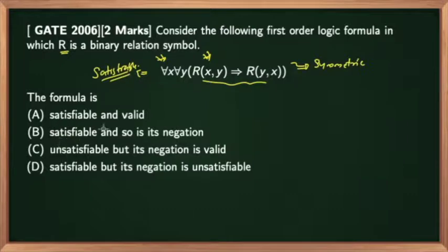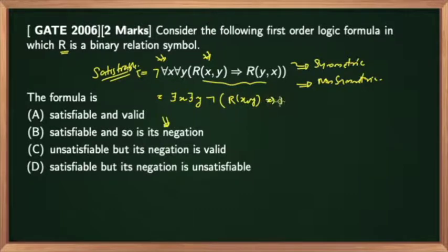Now, if you see the question, it talks about its negation also. So what is the negation of this? This says the relation should be symmetric, so the negation should be saying the relation should be non-symmetric. Or if you really want, you can take the negation of this. That will be equal to there exists an x, there exists a y, such that it is not the case that if r of x y is present, then r of y x is present. It is not the case.